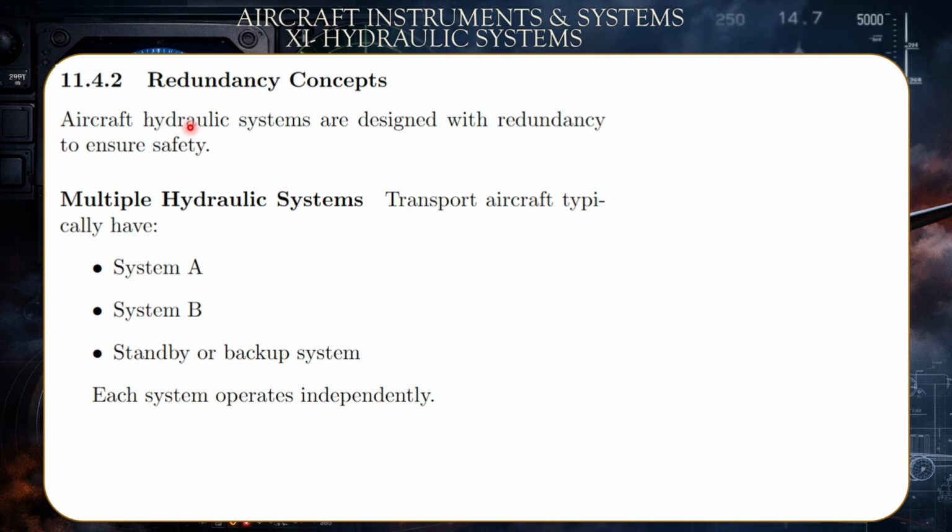Redundancy concepts. Aircraft hydraulic systems are designed with redundancy to ensure safety. So when one system fails, another would be backing it up. Multiple hydraulic systems: transport aircraft typically have System A and System B, and also a standby or backup system. Each system operates independently. They need to be standalone so that a fault in one system won't trickle down into affecting the other system and taking it down with it. This is very critical and important as a safety measure.